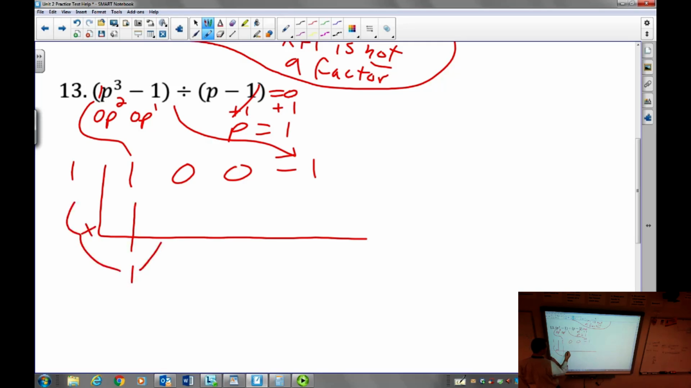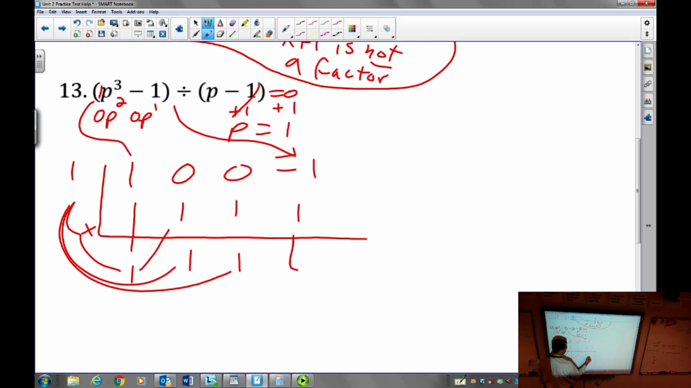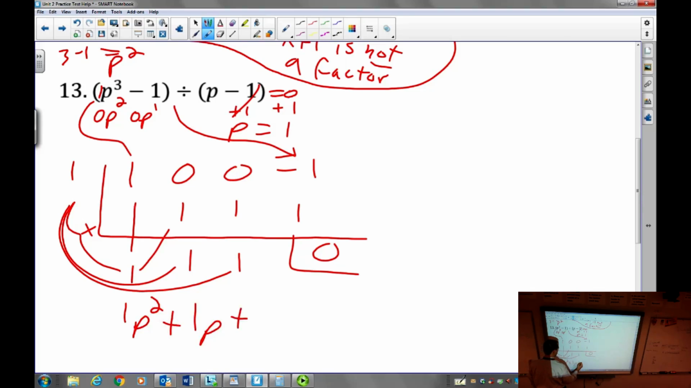Okay, so then all you have to do is bring down the 1. 1 times 1 is 1, and then 1 plus 0 is 1. 1 times 1 is 1. 1 plus 0 is 1. 1 times 1 is 1. Negative 1 and positive 1 is a 0. Remainder is 0. So we had p cubed, but we're going to do 1 power less than that. So 3 minus 1, 1 power less than that is p squared. So we're going to do 1p squared plus 1p plus 1 with remainder 0. And yes, it is a factor.